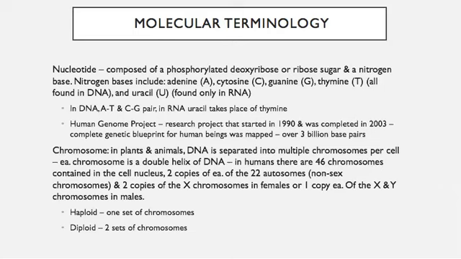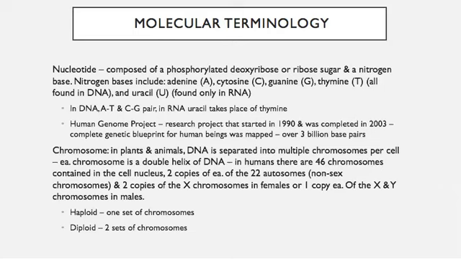The Human Genome Project was a research project that started in 1990. It was completed in 2003, where the complete genetic blueprint for human beings was mapped and they found over 3 billion base pairs. The chromosome is found in plants and animals. DNA is separated into multiple chromosomes per cell. Each chromosome is a double helix of DNA.